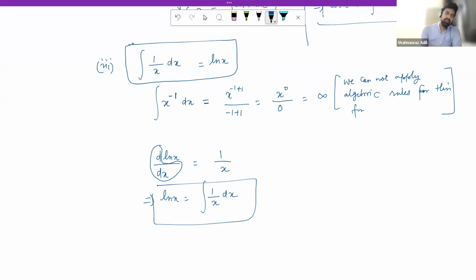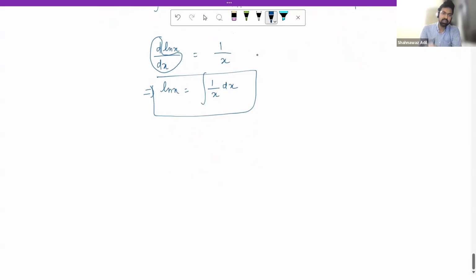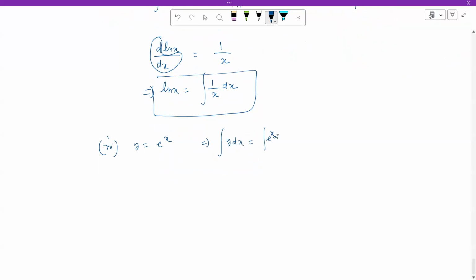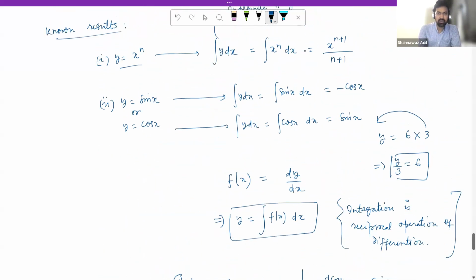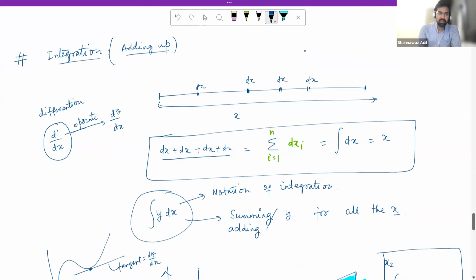Now the last one is the most difficult. If we have the exponential function e to the x, the integration of the exponential function is simply e to the x. This one is very useful. So these are the known results. Note them down, and then we'll talk about the rules for integration, and then we'll do some questions. Please note it down.